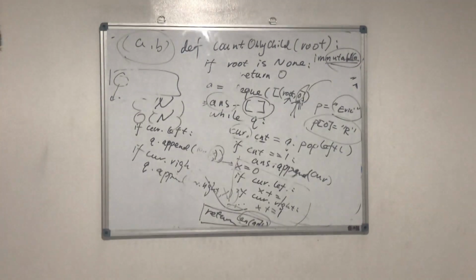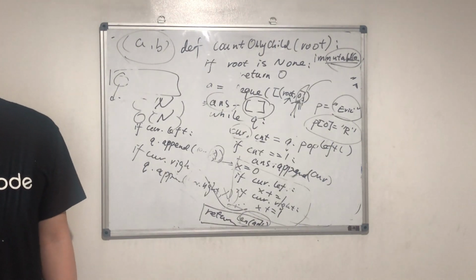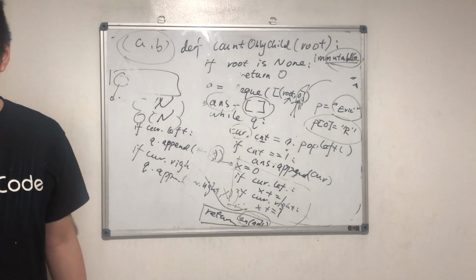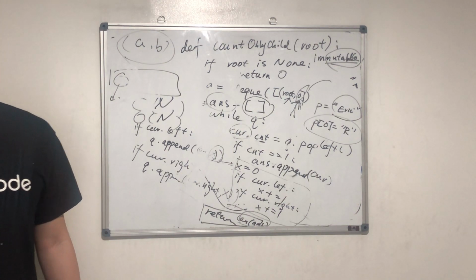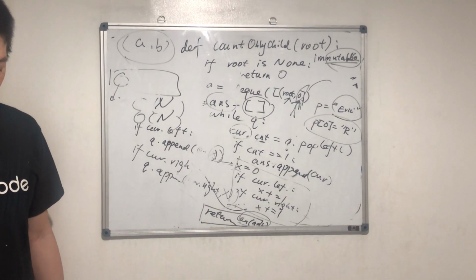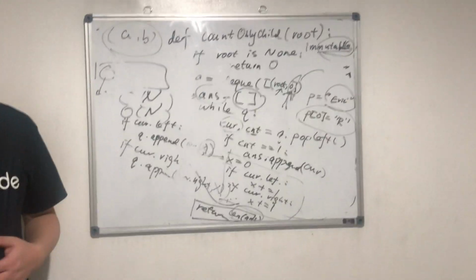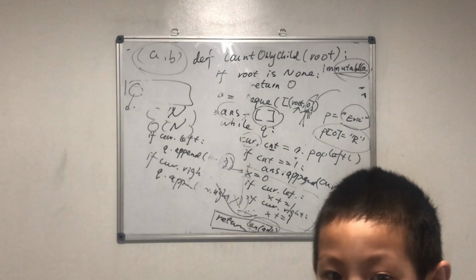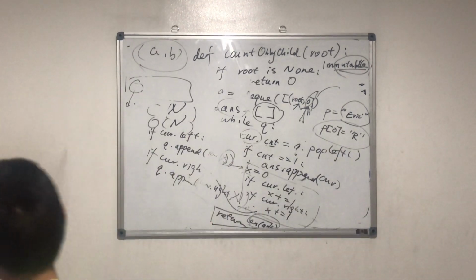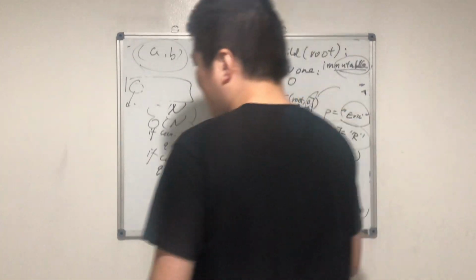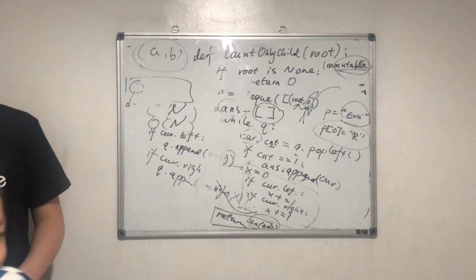Okay, so remember what we talked about yesterday? Counting only child using which algorithm? Breadth-first search. We are counting only child using the breadth-first search, okay? So how are we implementing this breadth-first search?